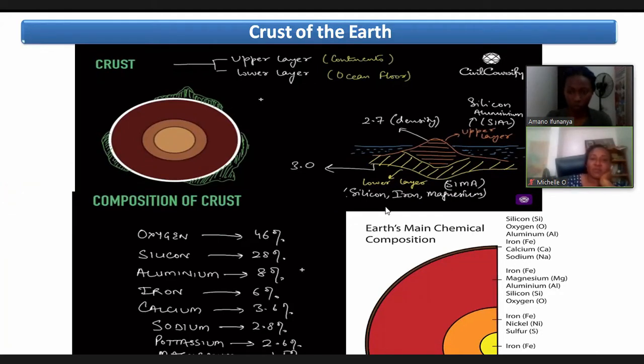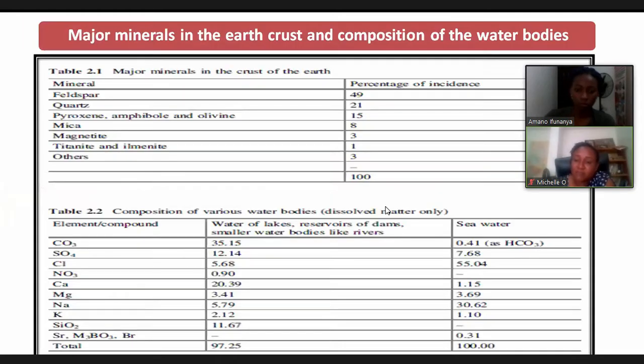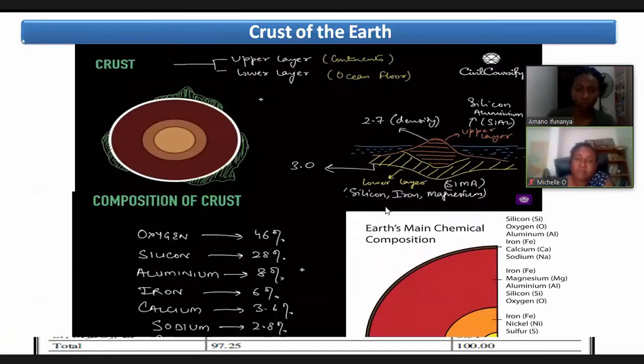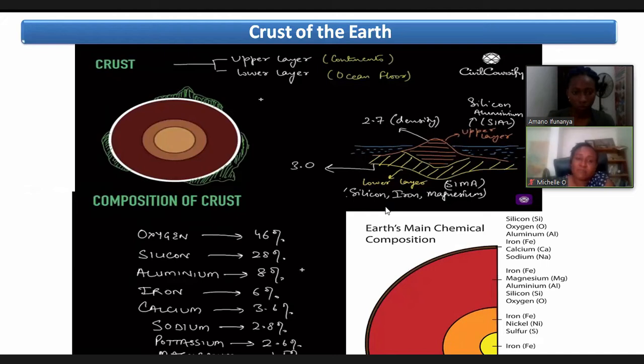If you look at it, the oxygen is the most abundant, followed by silicon and aluminium. This is one of the reasons you see more of the silica in any of your observations. Whatever you test, you see SiO2, that is silica. It's trying to tell you of composition of oxygen and silicon are more in abundance.